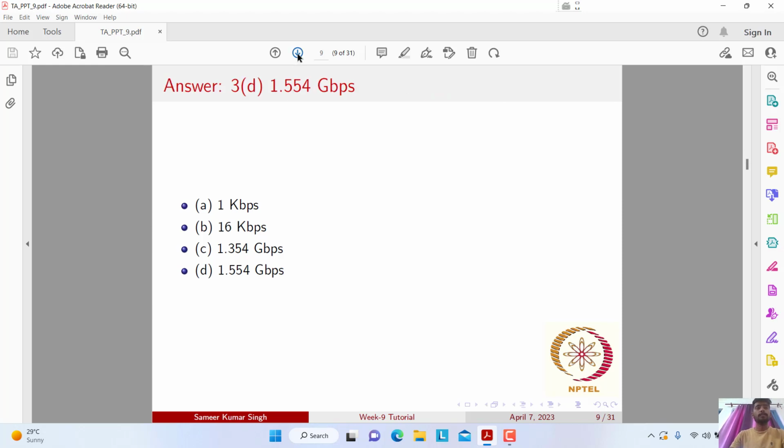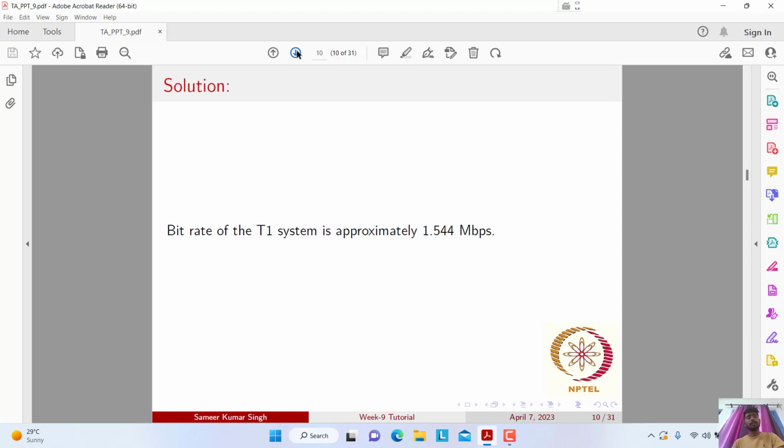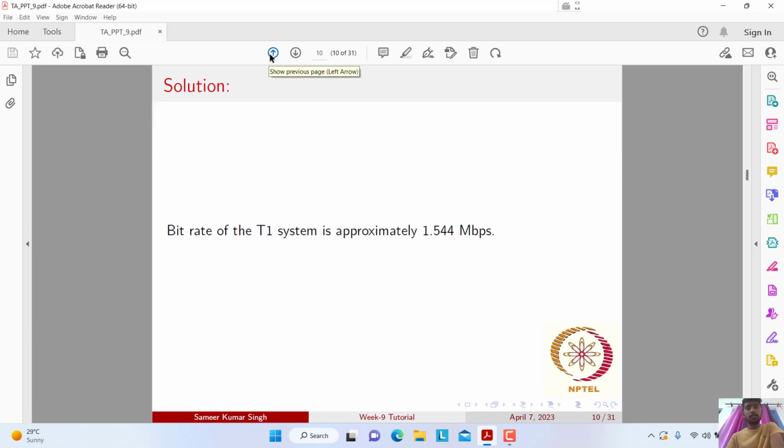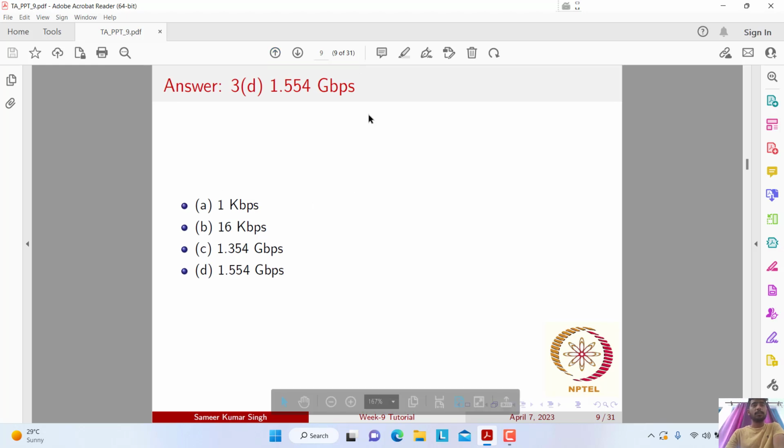So the answer will be part B, that is 1.554 Gbps. That is the explanation: the bit rate of the T1 system is approximately 1.554. Okay, let me check, Mbps or Gbps. Sorry guys, it will be Mbps. It's really 1.544 Mbps. I think it's a typing mistake, and it will be Mbps.